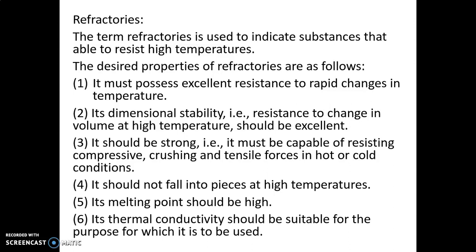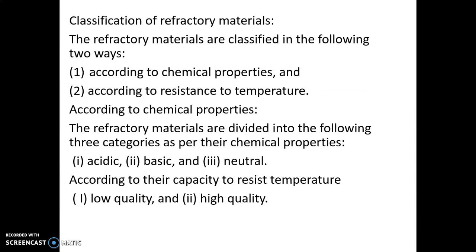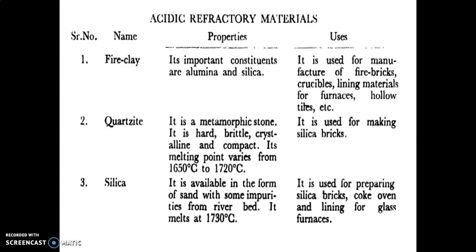Its melting point should be high. Its thermal conductivity should be suitable for the purpose for which it is to be used. Classification of refractory materials. The refractory materials are classified in the following two ways, according to chemical properties and according to resistance to temperature. According to chemical properties, the refractory materials are divided into the following three categories: acid, basic, and neutral. According to their capacity to resist temperature: low quality and high quality.